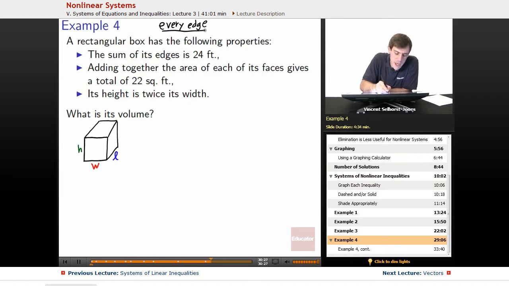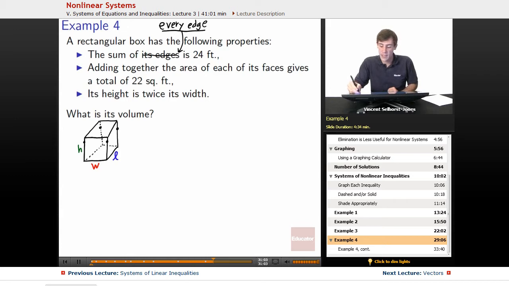Notice that the sum of its edges could be considered just the 3 fundamental edges, height, width, and length, but it could also be all of the times they show up on the box. If you've got a rectangular object, it shows up here and here and here. Height actually shows up 4 times because of the columns that make up our box. We've got a height here, here, here, and here. So if we're looking at every edge, it's going to be 4 heights going into that. So the sum of every edge is how we'll do this problem.